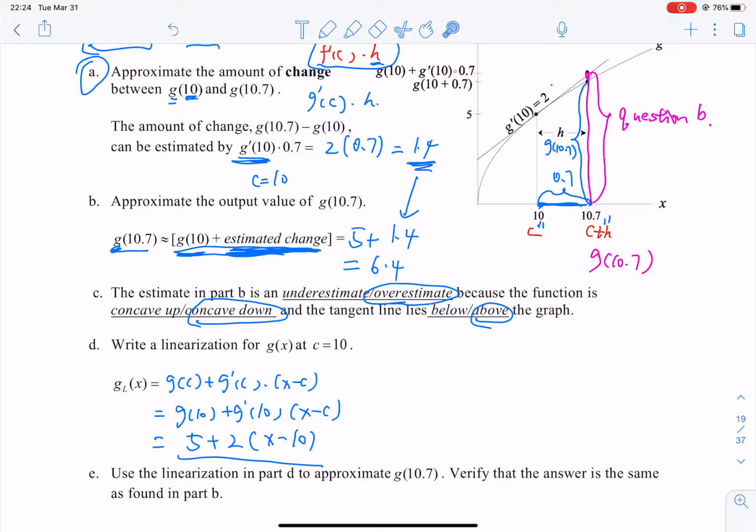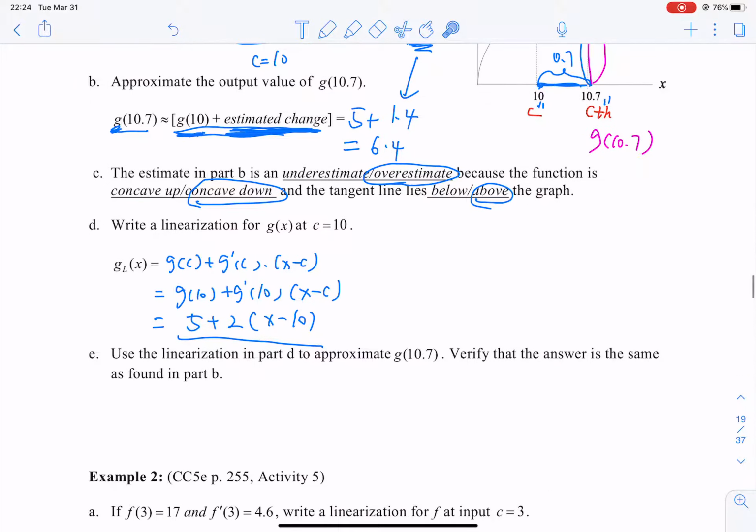For this one, we don't have to use this graph. We can just plug in c equals 10 from here. This is the general formula. C equals 10, plug in c equals 10. Then we have this one. So for the linearization, it must be a function. Then what about the next one?